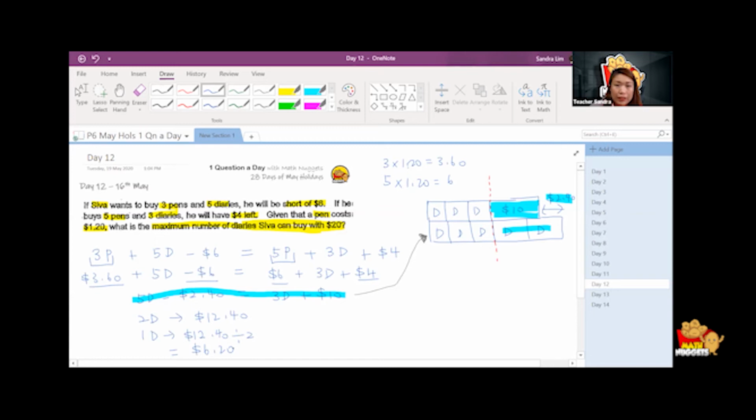Okay, so from here, we know that Siva has $20. So how many diaries can he buy? You just need to divide lah. Okay, $20 divided by the cost of 1 diary, which is $6.20. It will give you 20 divided by 6.2. You'll get 3 point something. So I'm just going to write the remainder. Okay, I'm going to write 3 remainder $1.40. This guy will still have $1.40 left. So that's the answer. He can buy 3 diaries.